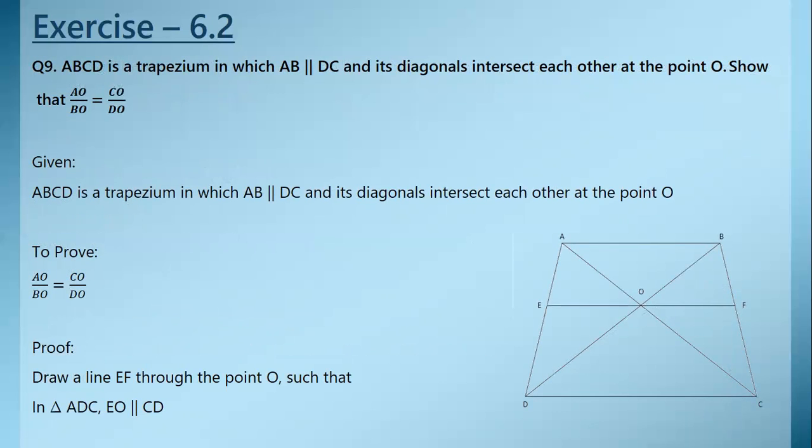Moving on to question number 9. ABCD is a trapezium in which AB is parallel to DC and its diagonals intersect each other at the point O. Show that AO by BO is equal to CO by DO. So these two sides and these two sides. Given that ABCD is a trapezium in which AB is parallel to DC and its diagonals intersect at the point O, we have to prove AO by OB equal to CO by DO.